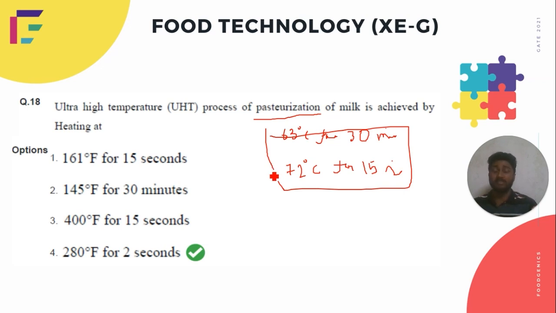But this is the normal pasteurization condition in which we have to keep the milk in a refrigerated condition. But if we want the sterilization and want to keep it in ambient condition, then we go to the UHT process, and the standard time temperature for that UHT process is your 280 degree Fahrenheit for 2 seconds. It is done for a very short time, that is your 2 seconds. Okay, so the correct answer is your option 4.